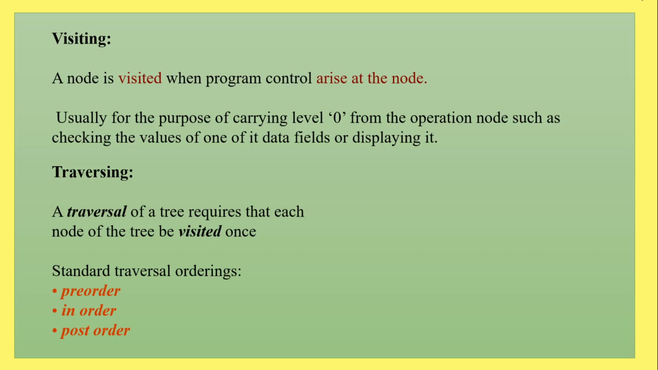If I want to travel from A to J, from A I have to travel to C, and from C to F, F to J. Then the visiting node is wherever the program control arrives. That node is the visiting node, either A or C or F or J.